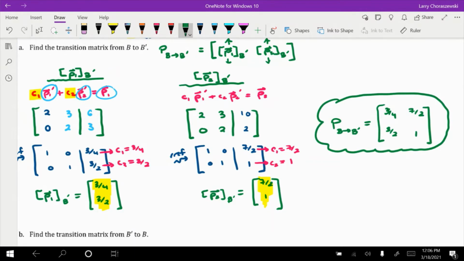So the benefit of grinding through creating a transition matrix is that you can give me any polynomial based on the basis B, and all I would need to do is convert the coefficients to a 2 by 1 column matrix and multiply by this one, and it would automatically give us the coordinates of that vector relative to the new basis B prime.